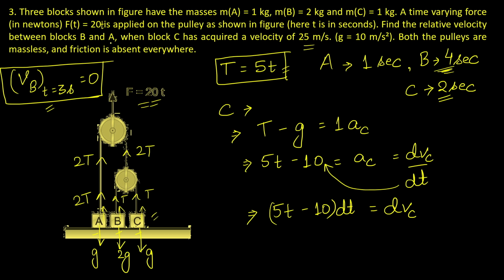So now we are left with only one thing, that is the velocity of A. So let me find the velocity of A at t equals 3 seconds. For A, the force balance is 2T minus mg equals m a_A, because mass is only 1 kg. So for A, 2T minus mg, that is 10, is equal to mass 1 kg, 1 into a_A. And this T is what? 5t. So this will be 10t minus 10 is equal to dVA upon dt.